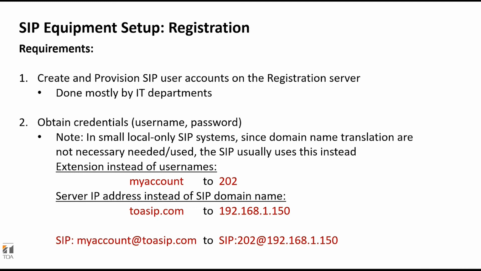So instead of having SIP: myaccount@toasip.com, this becomes SIP:202, which is the extension number, at 192.168.1.150, which is the local address. This is the local address for your SIP server.